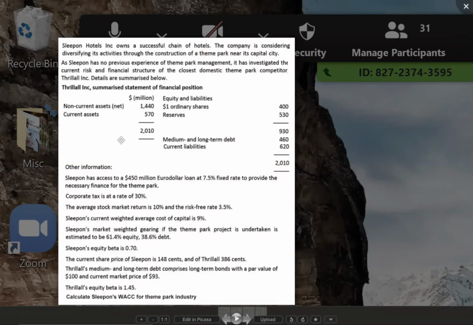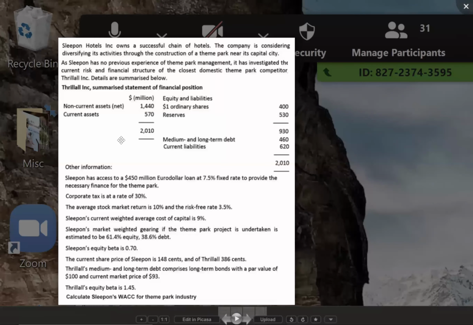Non-current assets they have given, current assets they have given, equity reserves they have given, long-term debt they have given, and current liabilities they have given. Okay. Other information. Sleep-On has access to a 450 million euro loan at 7.5% fixed rate to provide necessary finance for the theme park. So now guys pay attention.